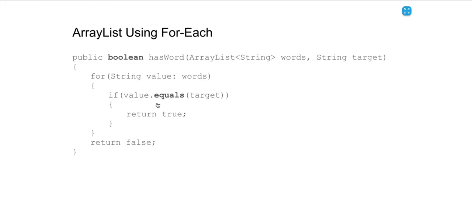And if that value dot equals the target, I'm using dot equals because that's the correct way to make sure that two string values are equal. You don't have to do dot equals for ints, but for strings you do. You would do something similar for really any type of object. You want to make sure that you're not just using equals equals for objects. So if I find a match, I return true, and if I don't, I return false.